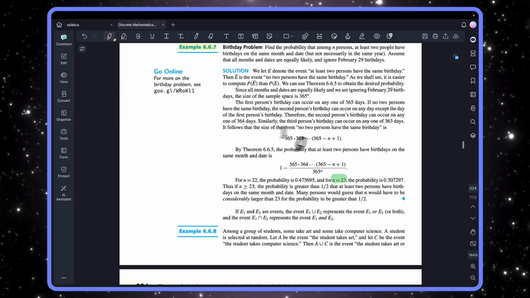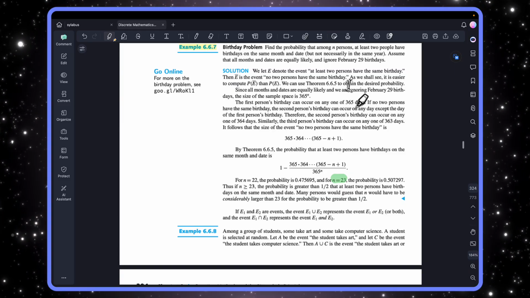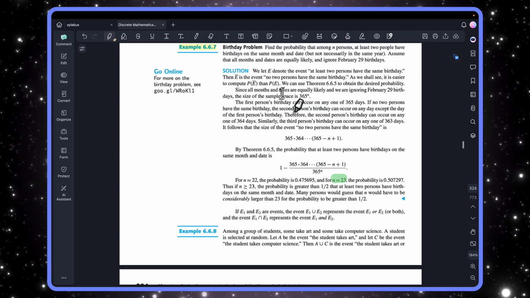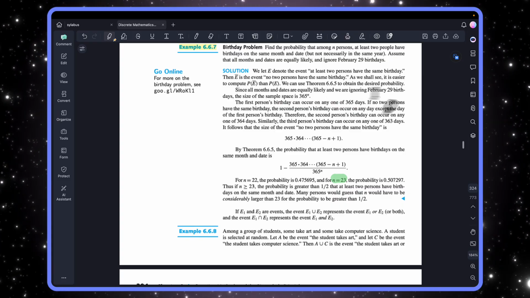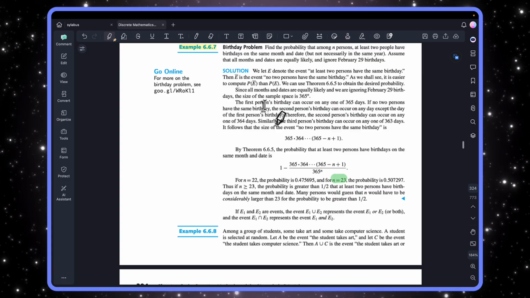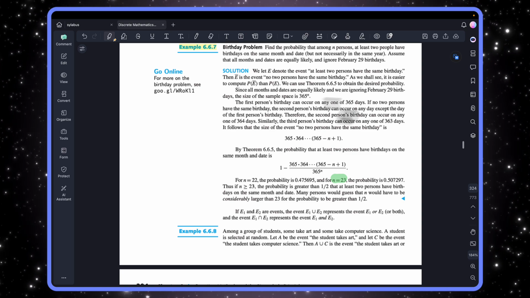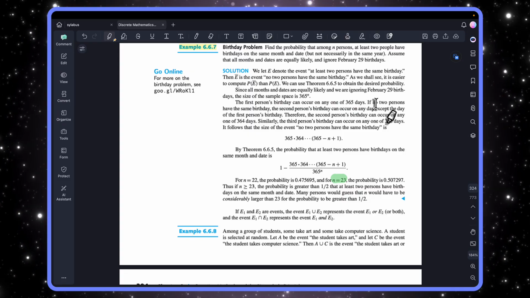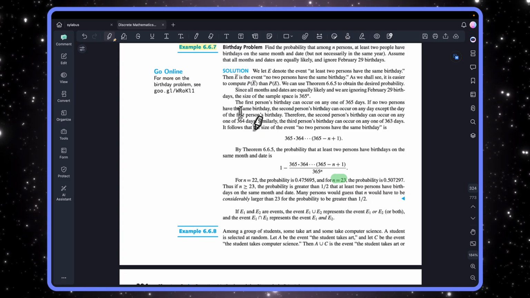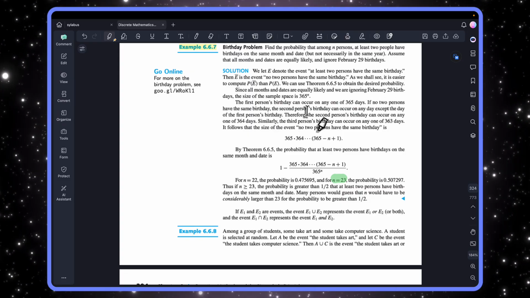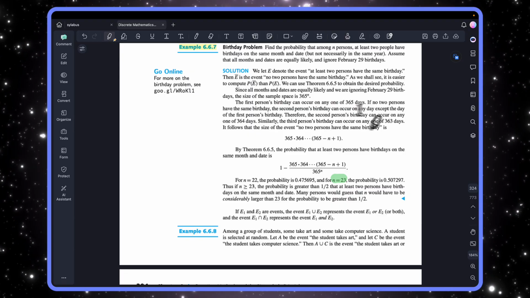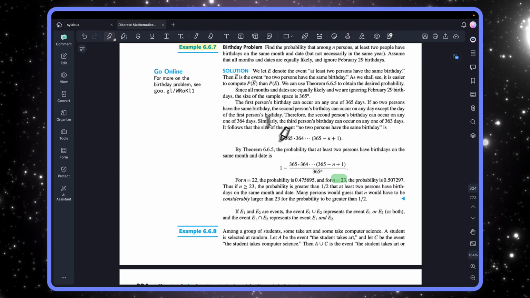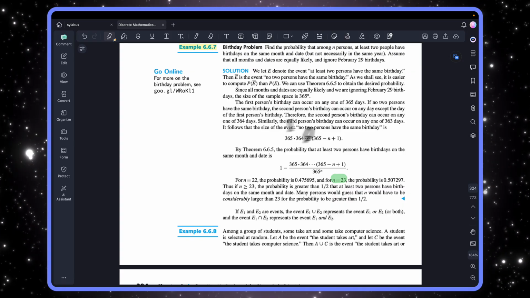So here we go. Let me just read it here. Since all months and dates are equally likely, we ignore February 29th. The first person's birthday can occur on any one of 365 days. Now, if no 2 people have the same birthday, the second person's birthday can occur on any day except that day, so there's 364 to choose from. Similarly, the third person, et cetera. So you keep going.